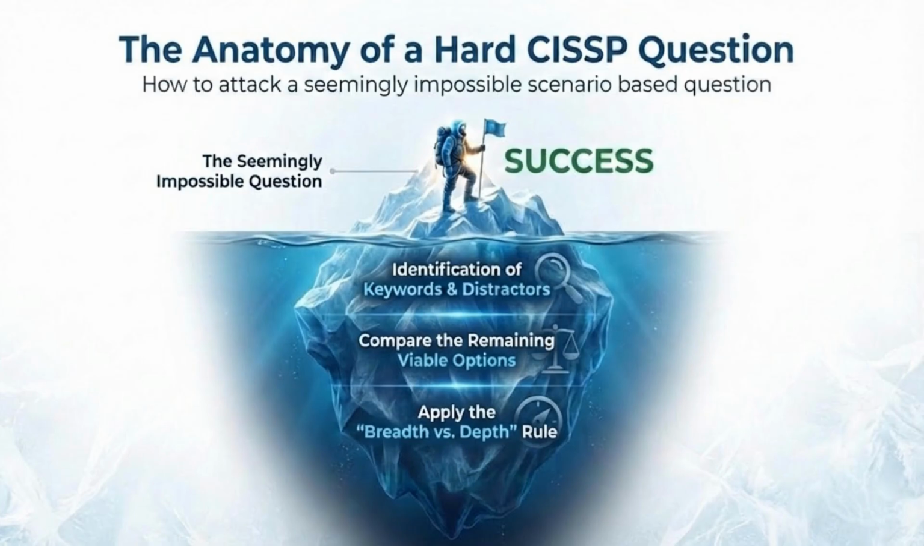Number 1. Identify the CISSP mindset keywords. This logic check should help you to eliminate 2 answers. Number 2. Compare the remaining deep technical controls. Once you have the 2 best answers remaining, you can determine which is best. Number 3. Apply the breadth versus depth rule. You are the risk manager and need to choose the best and most comprehensive answer.